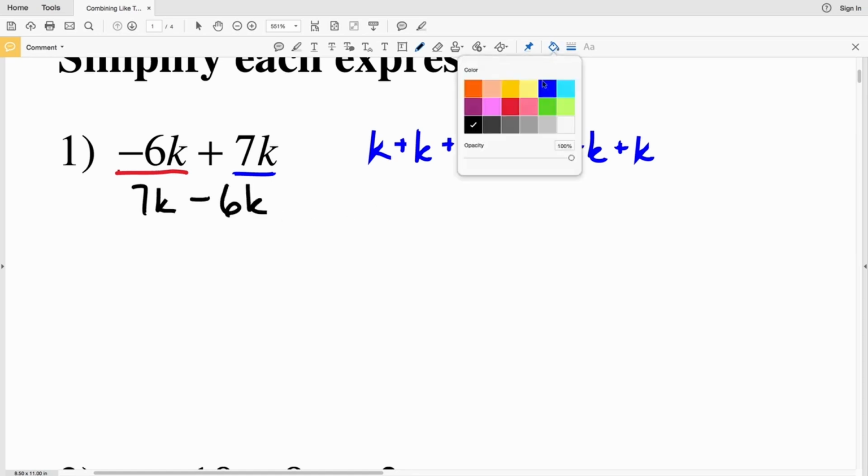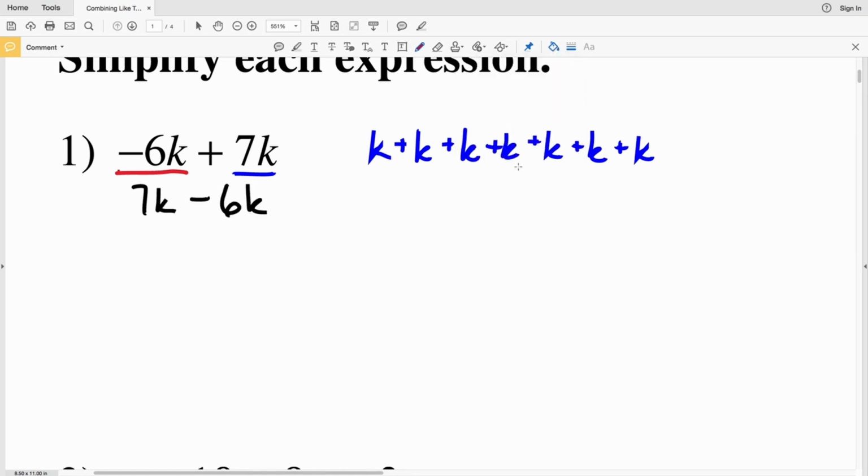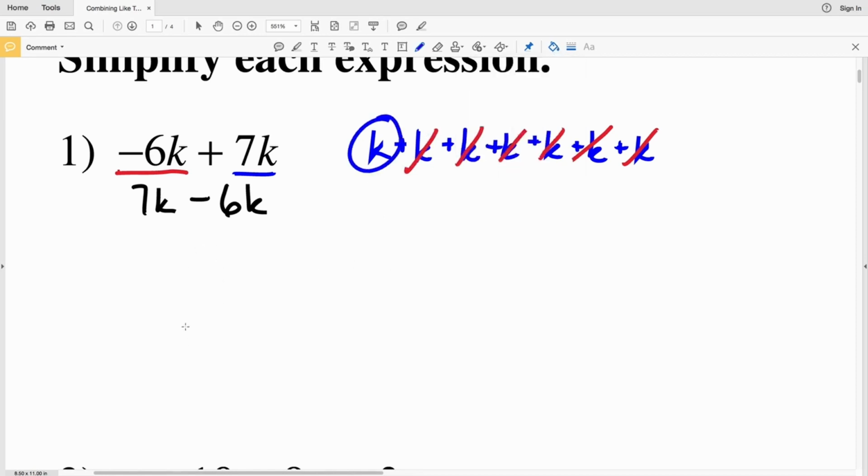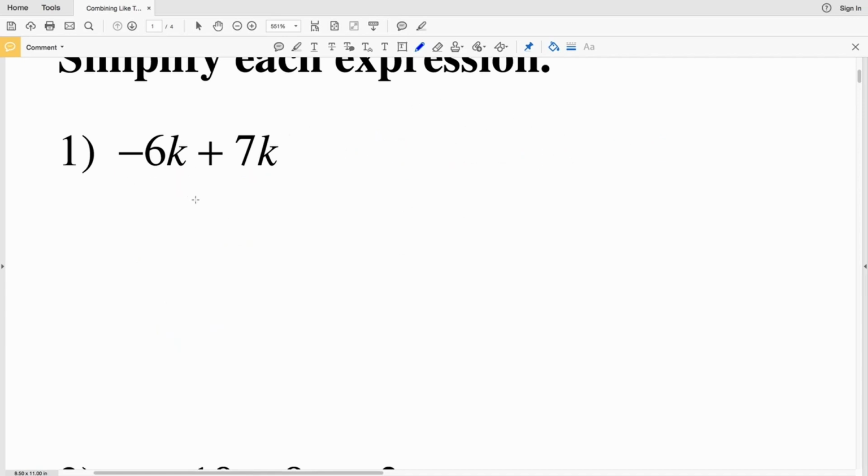So we're taking away 6 of these k's. 1, 2, 3, 4, 5, 6. So we're going to be left with 1k, or simply k. So k is our answer to number 1. Let me go over one other way to look at problem 1. We know the answer is k. I'll go ahead and rewrite that and box it, since we know that's our answer.